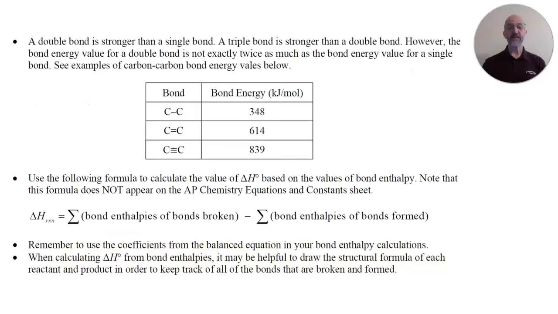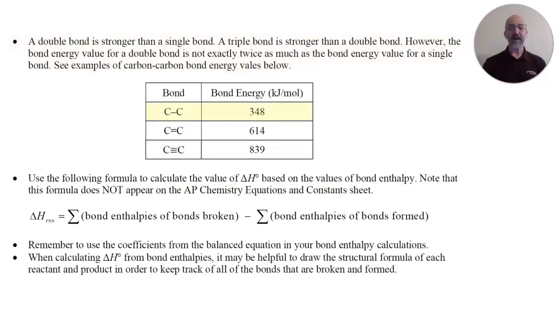My next piece of advice is that a double bond is stronger than a single bond, and a triple bond is stronger than a double bond. However, mathematically, these are different values. The bond energy value for a double bond is not exactly twice as much as the bond energy value for a single bond. So if I were given a double bond for carbon, that would not be 348 multiplied by 2.